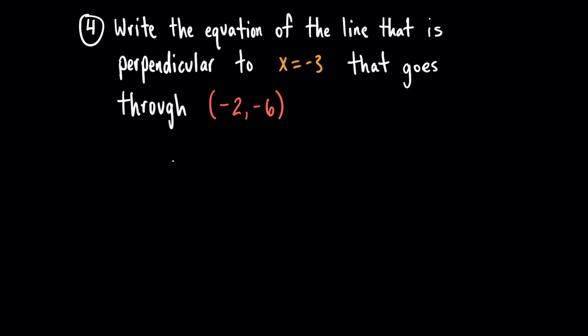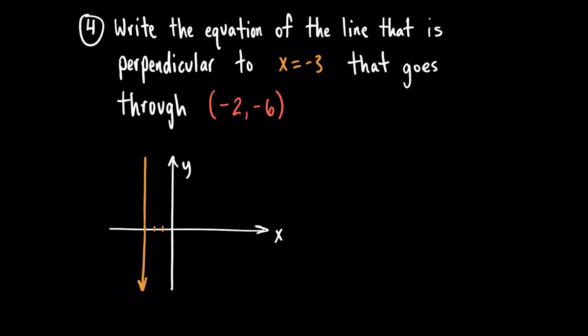So let's just, again, just a quick sketch of this kind of helps me. So here's the x-axis, here's the y-axis. So we're going to try to be perpendicular to x equals -3. So if you imagine -1, -2, -3 is right there. Our line goes straight up and down vertically here. This is x equals -3. It's a vertical line.